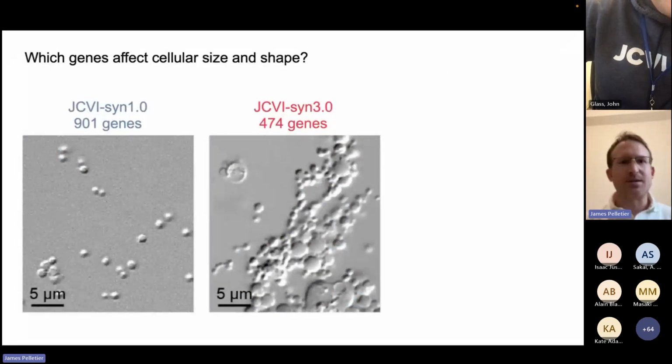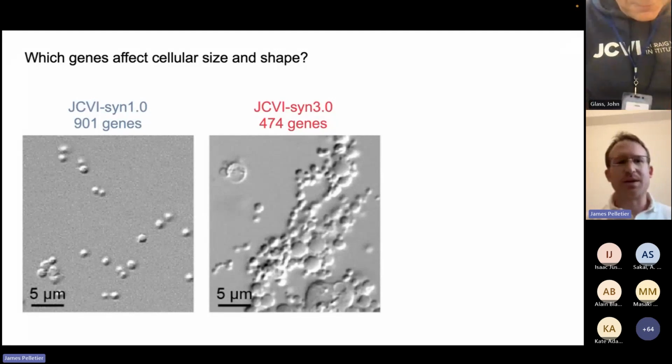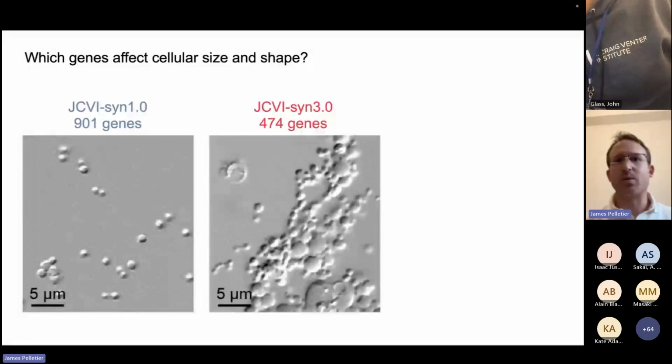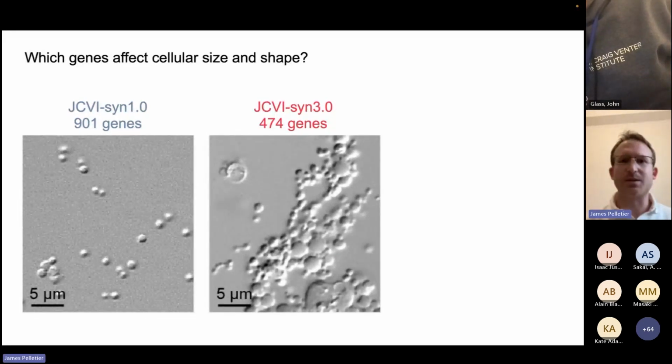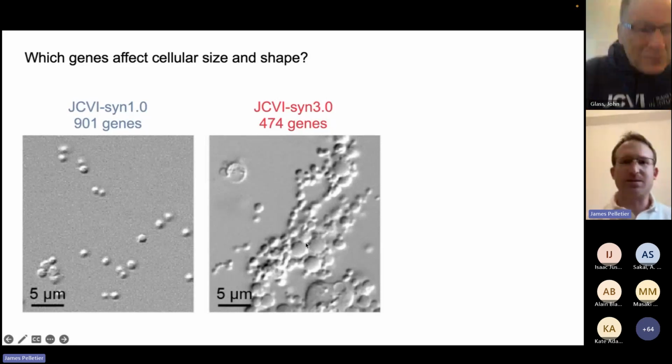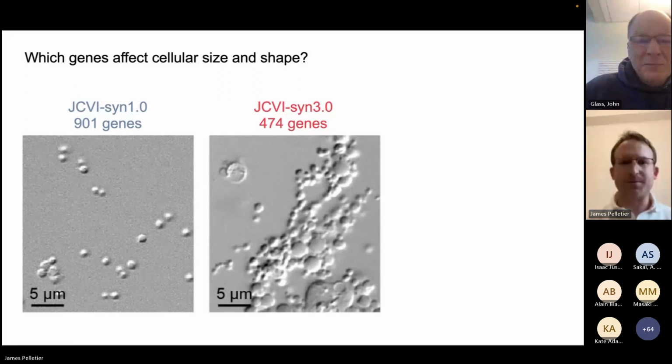So for context, while JCVI Syn 1.0 provides a benchmark for normal cellular size and shape similar to that of wild-type Mycoplasma mycoides, Syn 3.0 exhibits extreme variation in cellular size and shape, where some cells are greater than several microns in diameter, and the cells are largely stuck together into these large clusters of cells. So this suggests some problem with cell division.